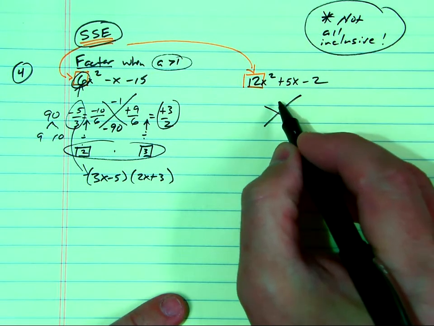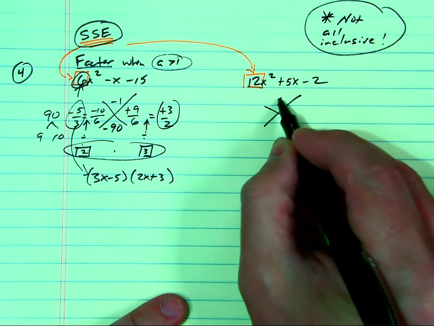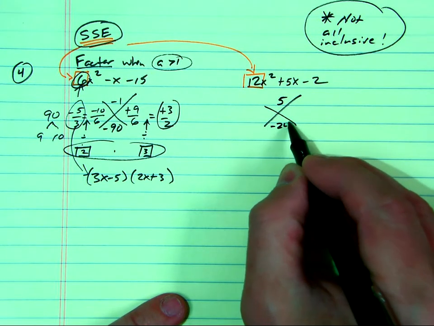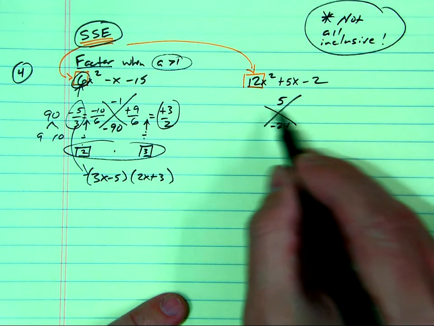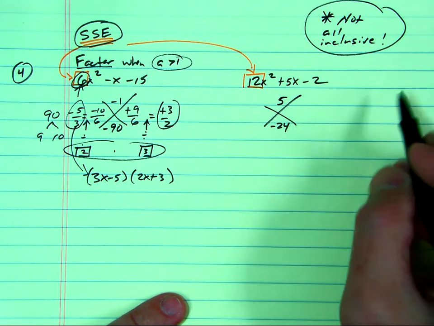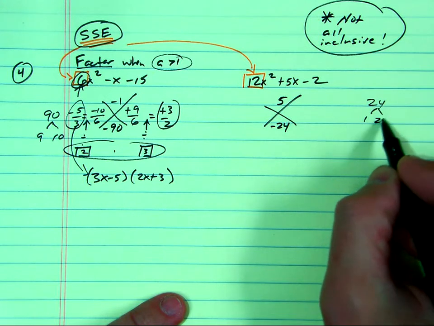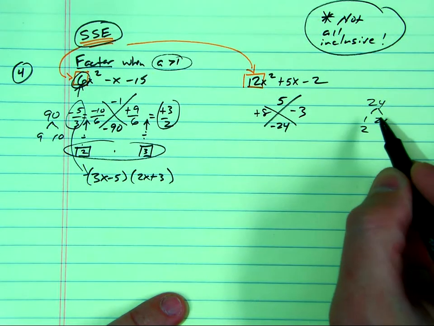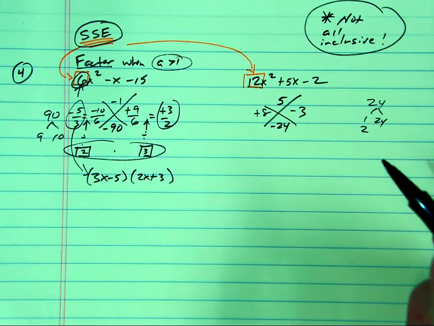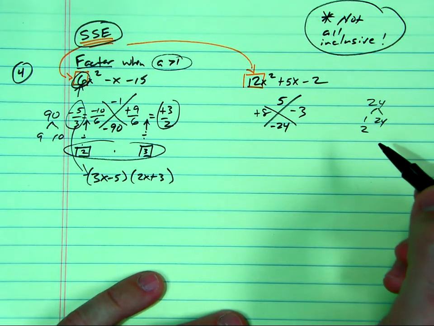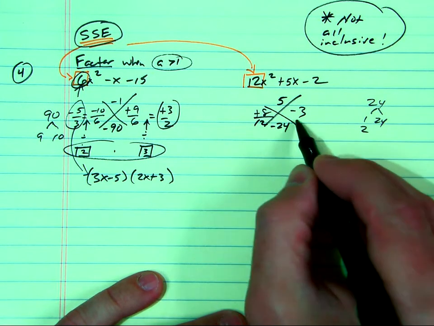What number goes here? What number goes here? A times C, which is negative 24. What are the two factors? It is 8 and negative 3. Positive 8 and negative 3. Okay? And then what do I do now? Divide by the leading coefficient.